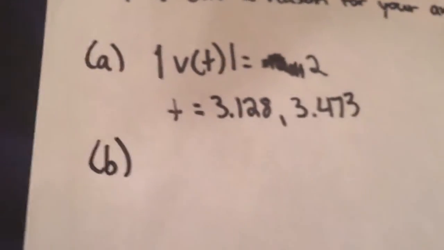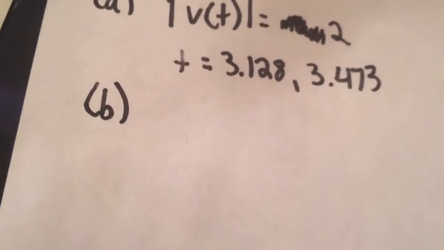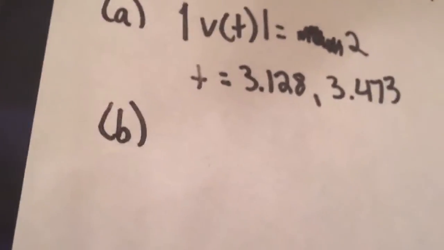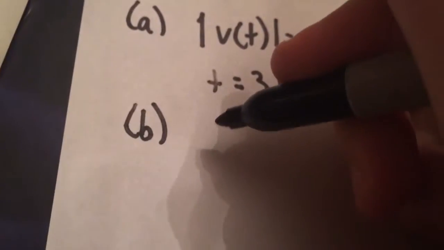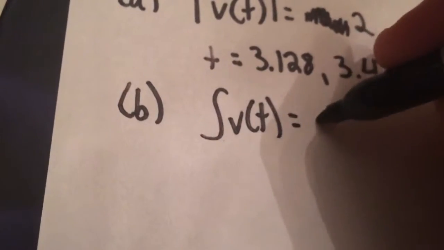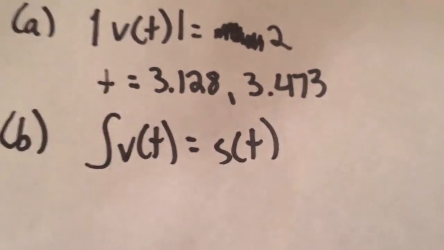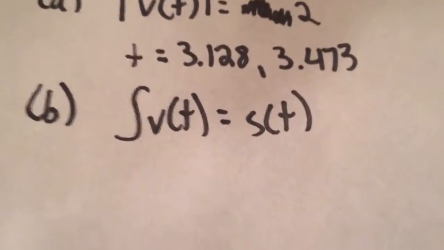Alright, this is kind of fun. Also, these problems are really going to be focused on the calculator. There's not much work to write here, besides the answers really. But for this one, we have to realize that the integral of v of t equals s of t. That's how it works. If you were to differentiate s of t, which is position, you would get velocity. If you were to differentiate velocity, you'd get acceleration.